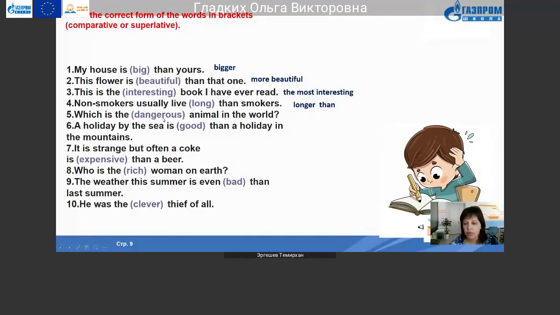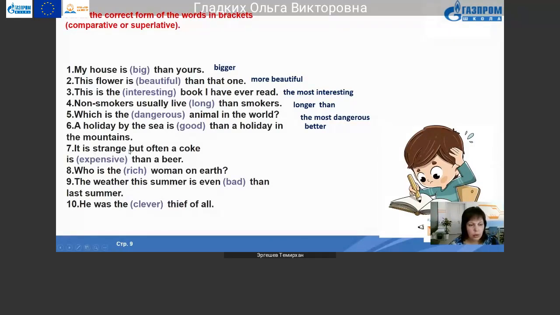Timirhan, number 5. So, number 5. Any ideas, boys and girls? Use comparative or superlative form of adjectives. Which is more dangerous, Aiday? The most dangerous. Next, a holiday by the sea is better than a holiday in the mountains. So, next answer, Aygirim? Better. Great, you're right, Aiday.